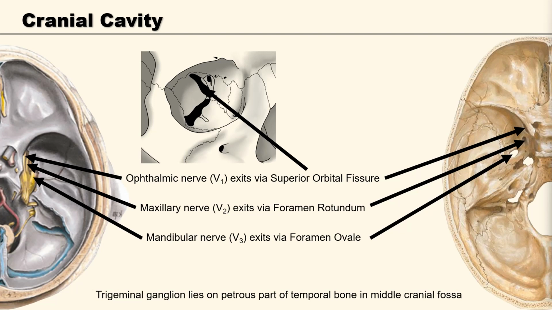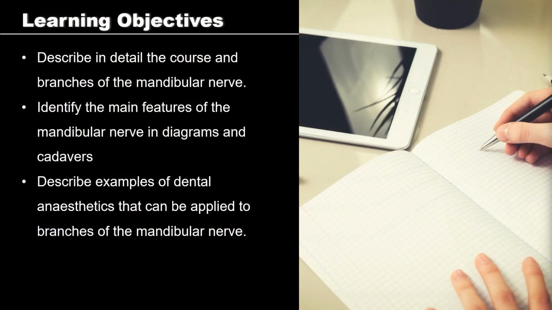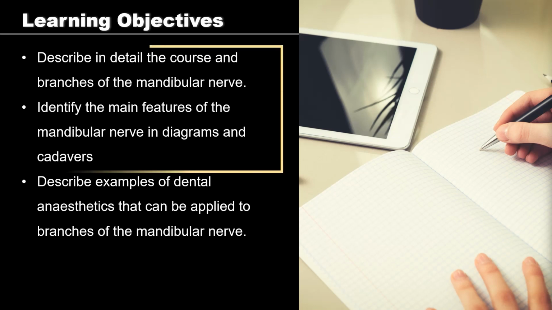Now we have recapped some of the things we looked at in part 1, let's break down the learning objectives for this video. By the end of this video and after any further study, you should be able to describe in detail the course and the branches of the mandibular nerve. Identify the main features of the mandibular nerve in diagrams and in cadavers. And describe examples of dental anaesthetics that can be applied to branches of the mandibular nerve. So let's move forward and look at the course and the features of the trigeminal nerve.